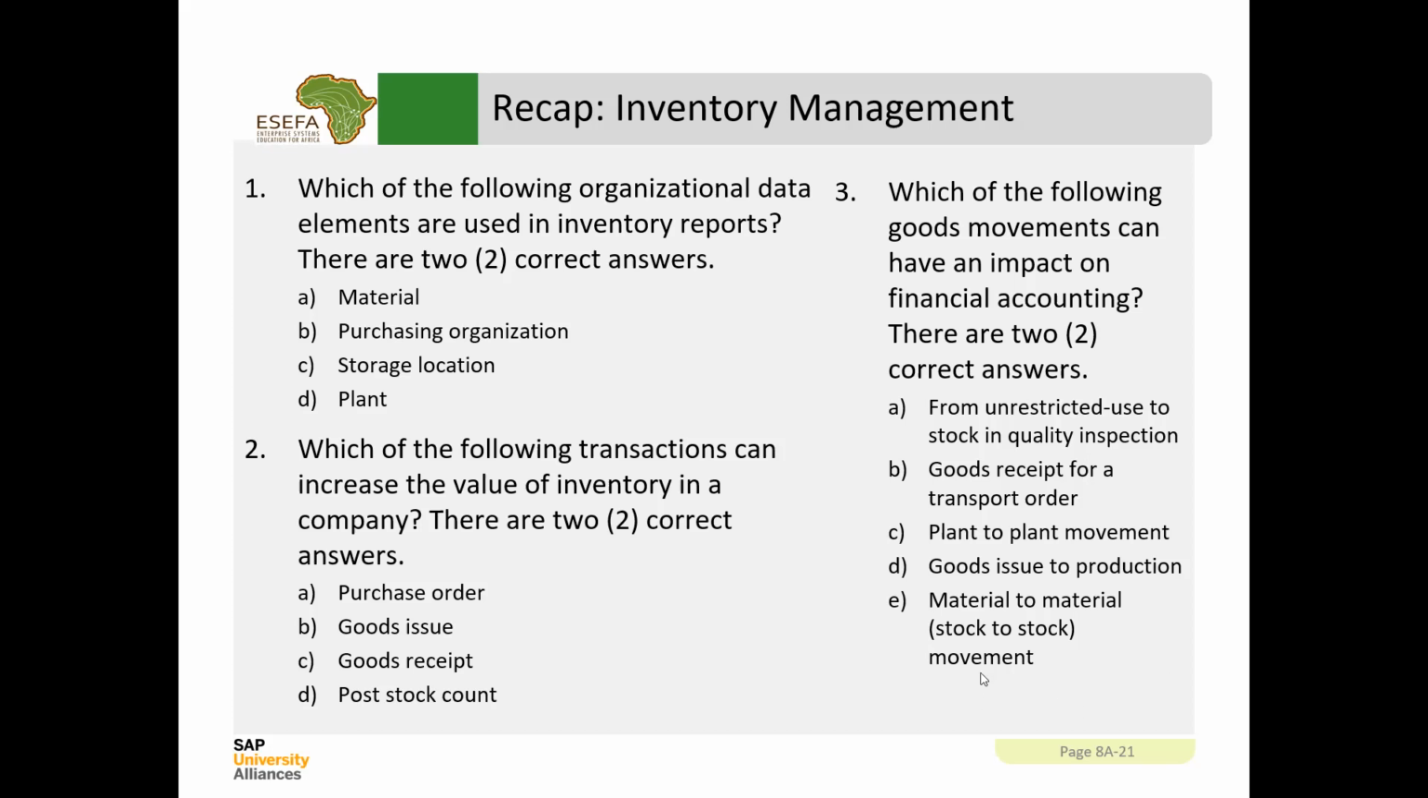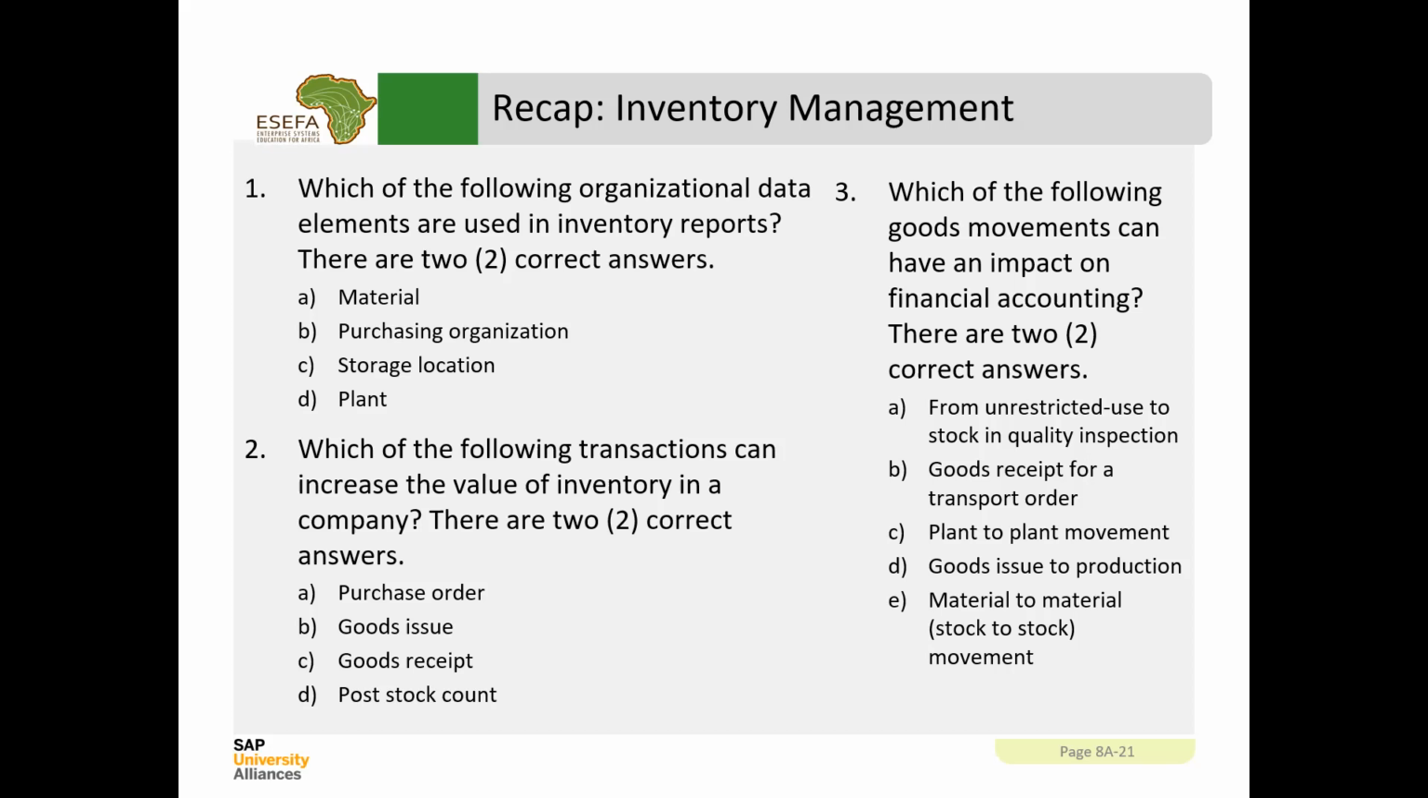Okay. Let's do elimination. Goods movement. So the five of them are goods movements, and which of them can have impact? We're looking for those movements that have impact on financial accounting. Let's take the first option, from unrestricted use to stock in quality inspection. Can that have an impact on financial accounting? We are going to eliminate. So you just tell me why.